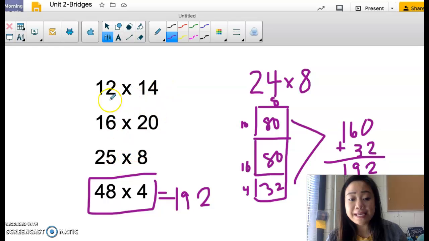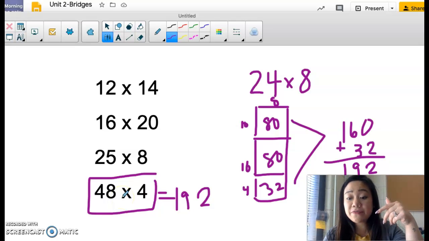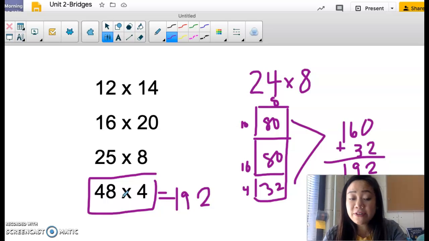So you're going to do the same thing here. These 3 are going to be easier than 48 times 4. I just picked the hardest one to model. Okay, so take a picture of this after you're done with your work and submit it, and I will give you points for the day.